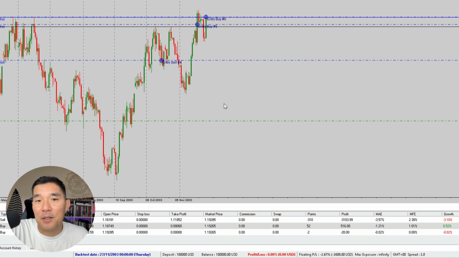Right? Okay, and I'm not going to be adding buys and sells indefinitely. This is not Martingale. I do have a definite limit on the number of entries I take at certain levels. So that's part of the risk management also.